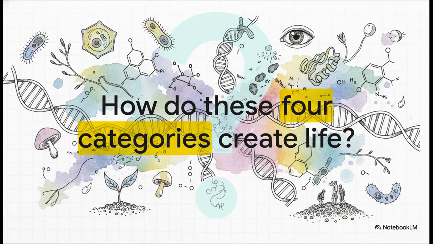So I want to leave you with this final thought-provoking question. How do just 4 simple categories of molecules combine, fold, and bond to create the staggering, infinite diversity of all life on Earth? It's the ultimate puzzle, isn't it?